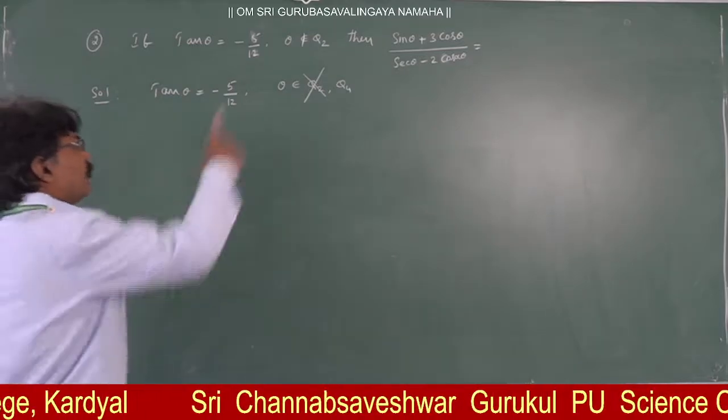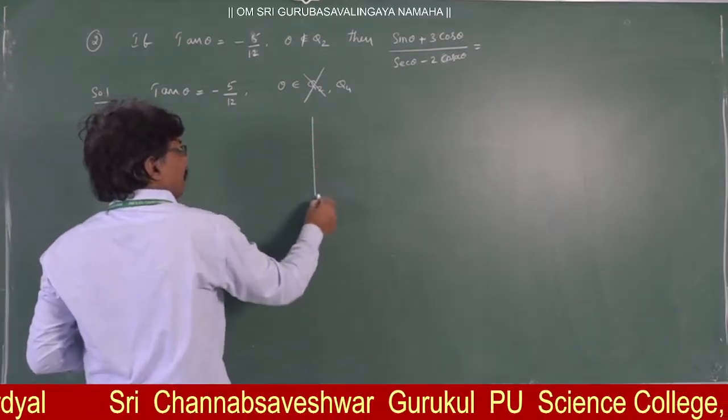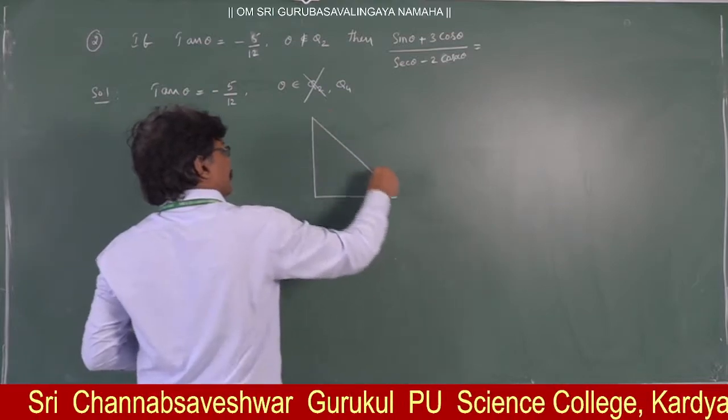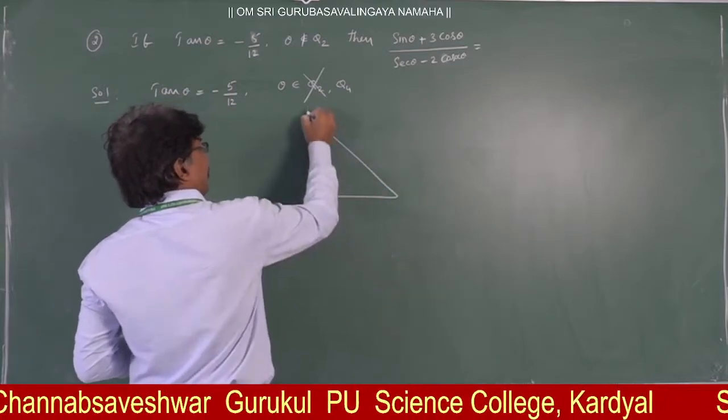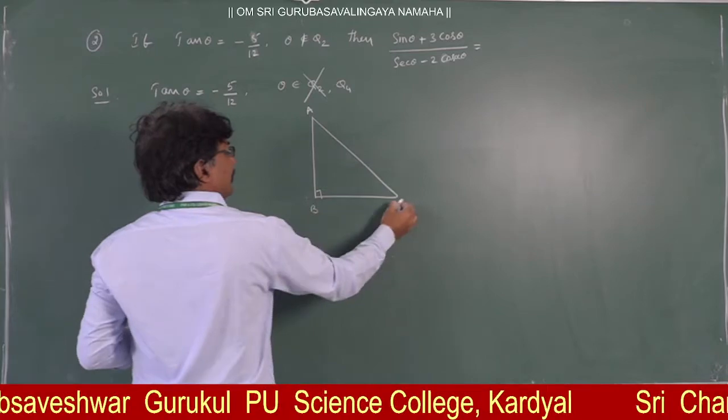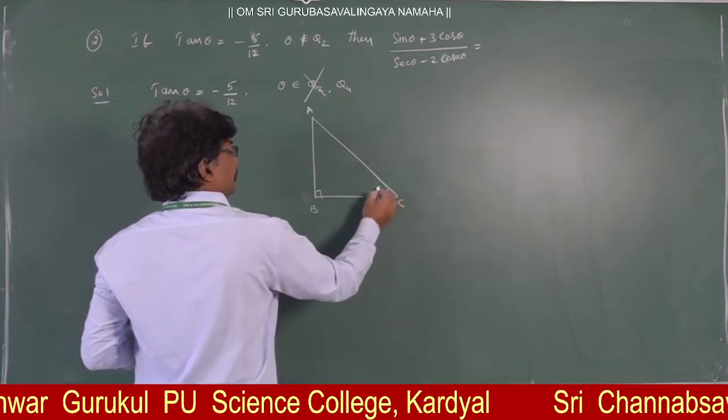And then how to find the remaining values? By using right angle triangle ABC, where B is 90 degrees. Here the angle is equal to theta.